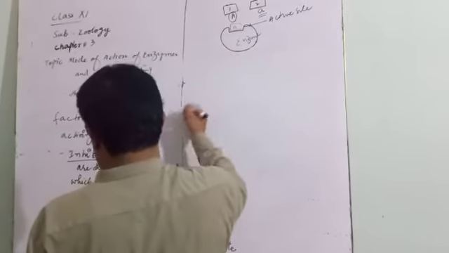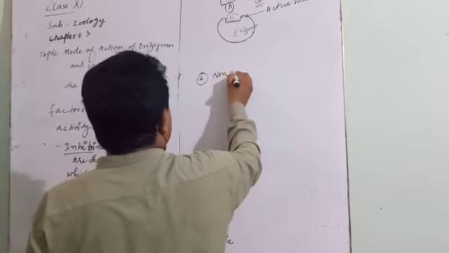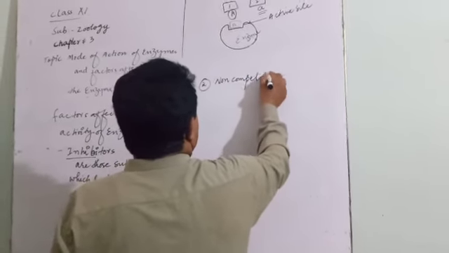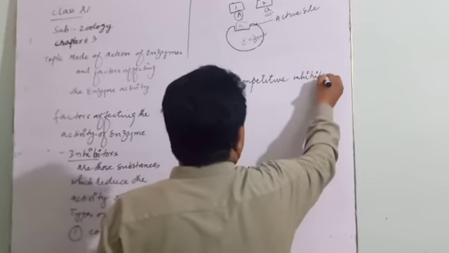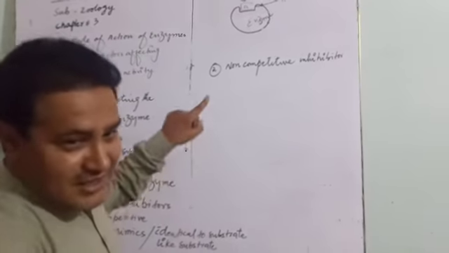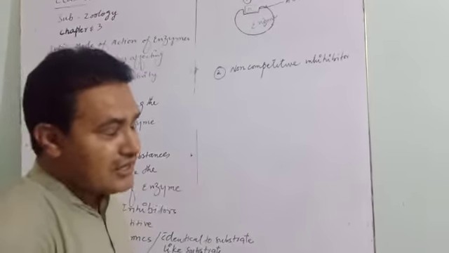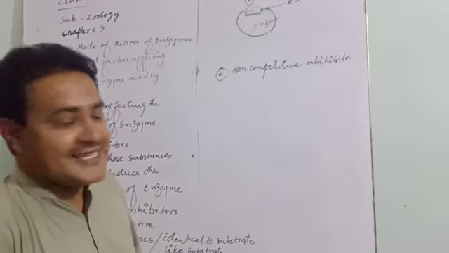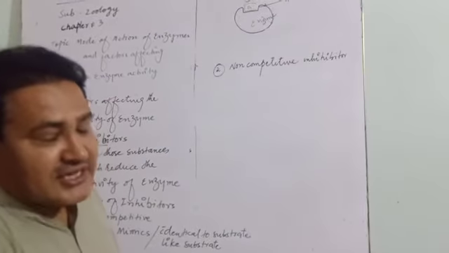Number 2, non-competitive inhibitor. Non-competitive inhibitor is also an inhibitor. It is an inhibitor that inhibits the activity of the enzyme. It does not attach on the active site, but it attaches on another site other than the active site.